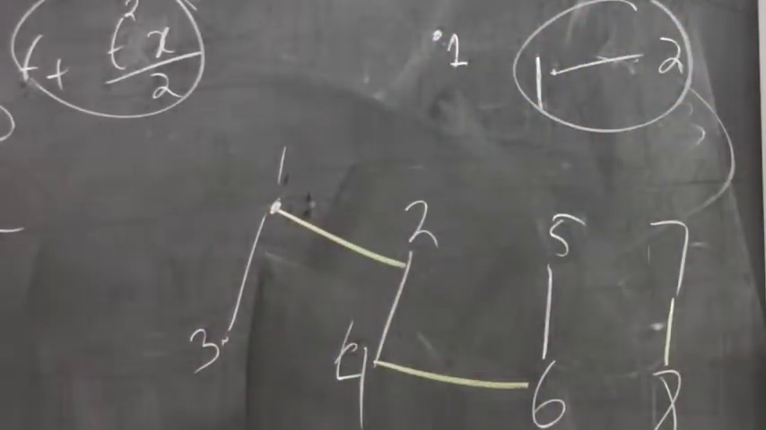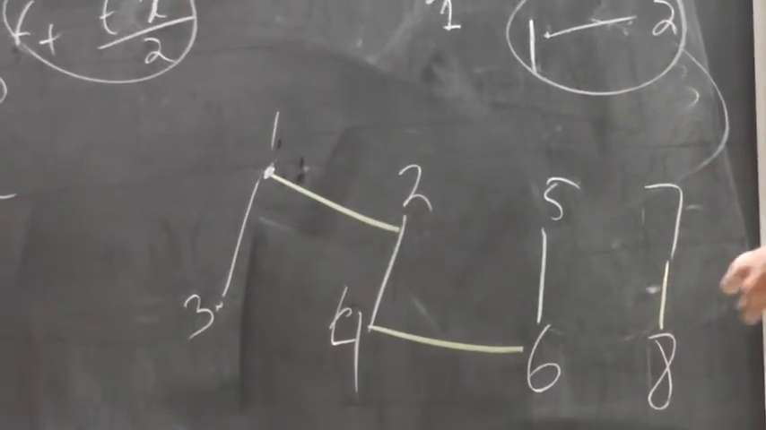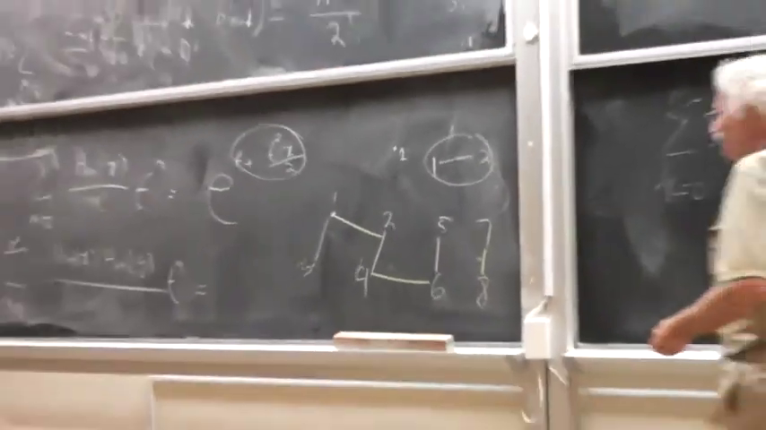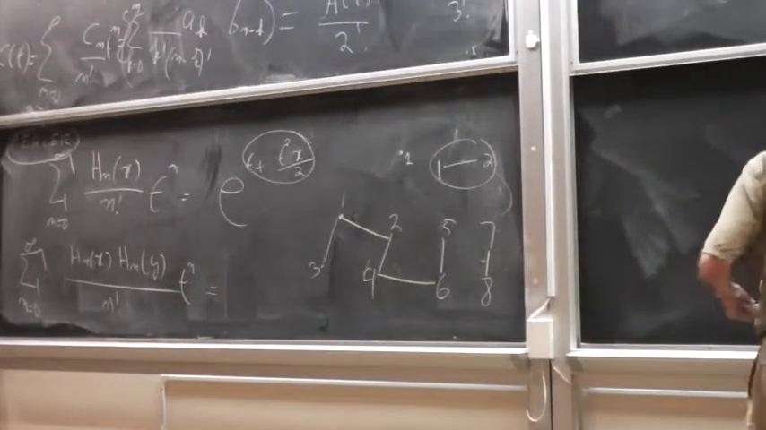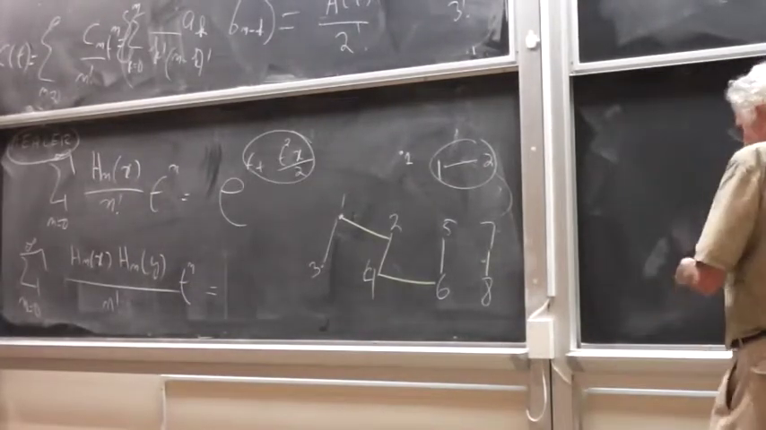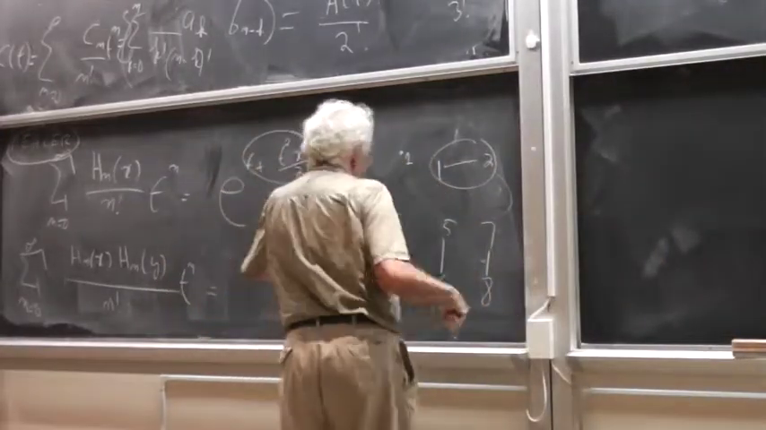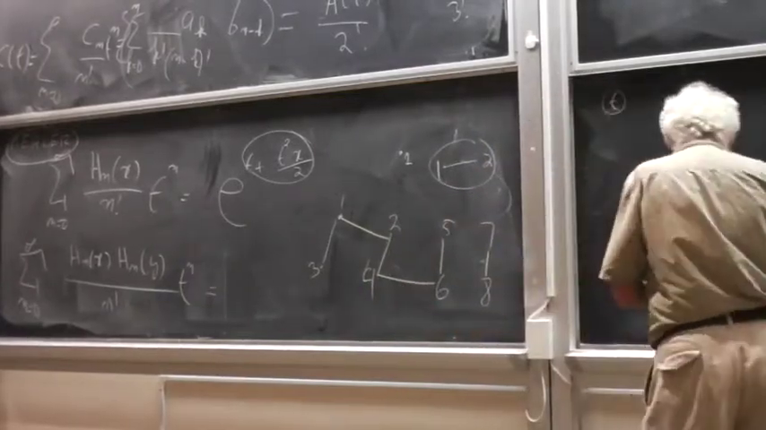So let's analyze the connected components. We want to find the connected components of these new objects, the bicolored ones. And the connected components are not that hard to analyze. First, we have the singleton as before. So it's possible that it doesn't belong to any pair. So this is a T. That's the other possibility.